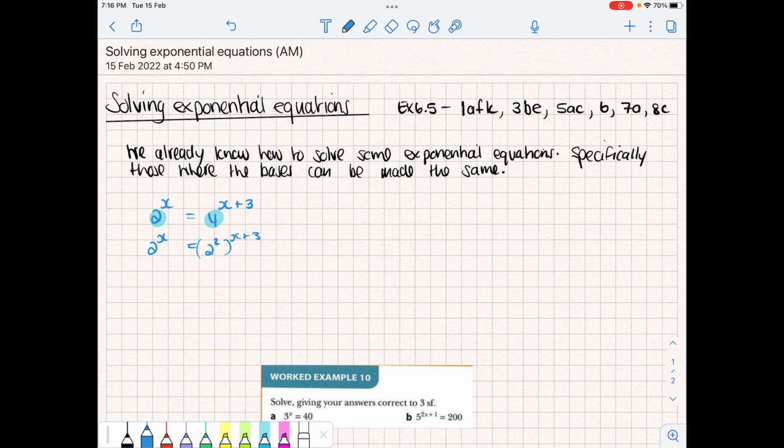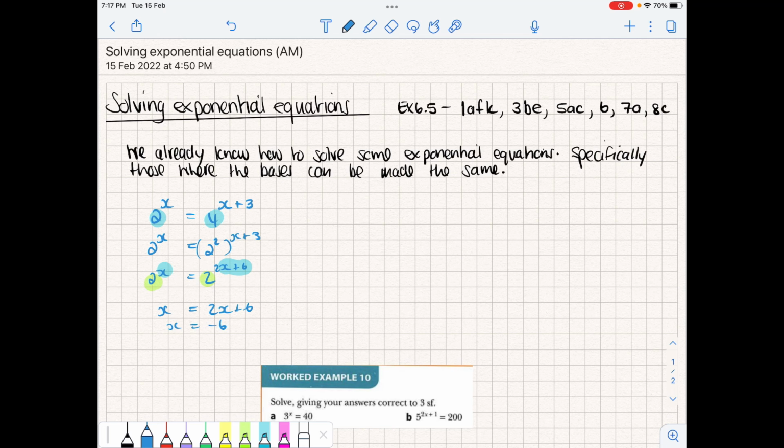So we're raising a power by a power, so we multiply the exponents. Here we're going to get 2 to the power of 2x plus 6. Now that we have the bases the same, we can equate the exponents, because if the bases are the same, whatever the exponent is must also be the same. So we get x equal to 2x plus 6, and x equal to minus 6 as our solution.